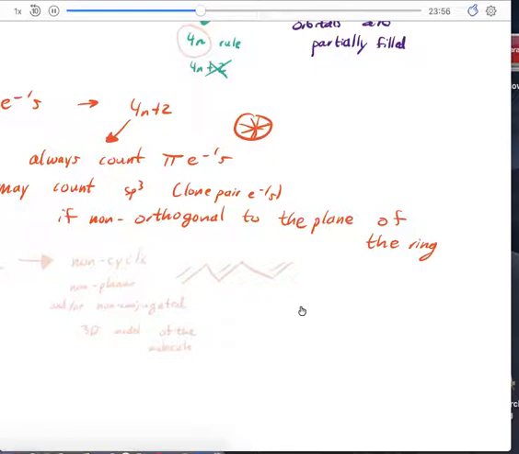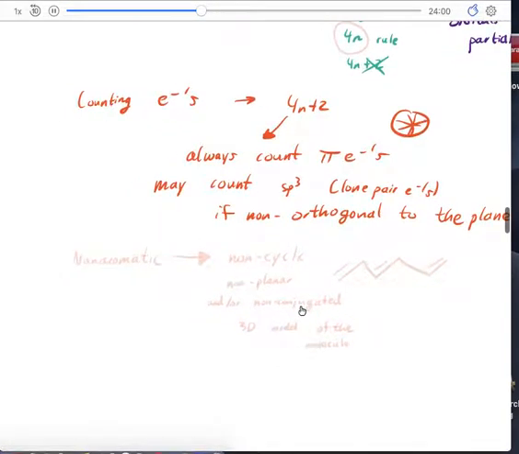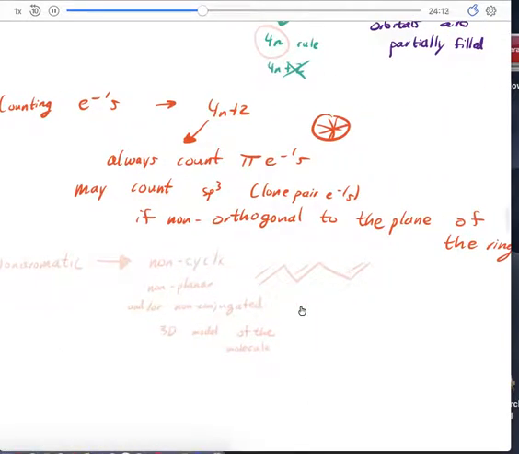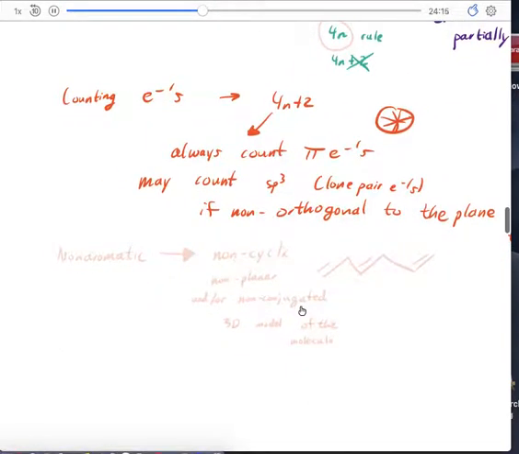So let's see. Have we covered that well enough? Whenever you have 2 lone pairs, you only need to count one. Basically, yeah. You're counting the ones that are conjugated. And so we've gone over anti-aromatic. Remember this special 4n rule. That'll probably help you out a lot.